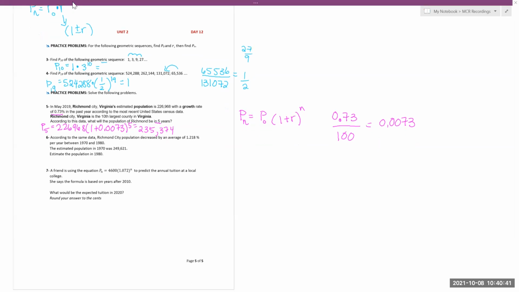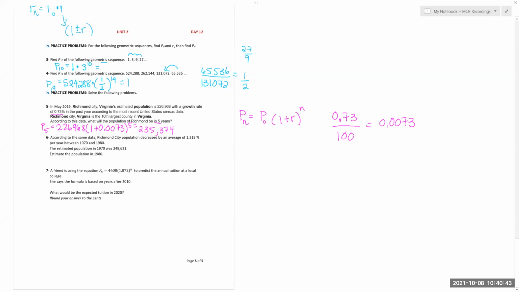All right, and then last one we'll work on this page is question 7. What would it be in 2020? So it's based on 2010. So to get to 2020, our n is 10. So that's important that it's years since. And then we're given the formula. So we need to type in 4,600 times 1.072 caret 10. And that'll give us our 9,219.46.